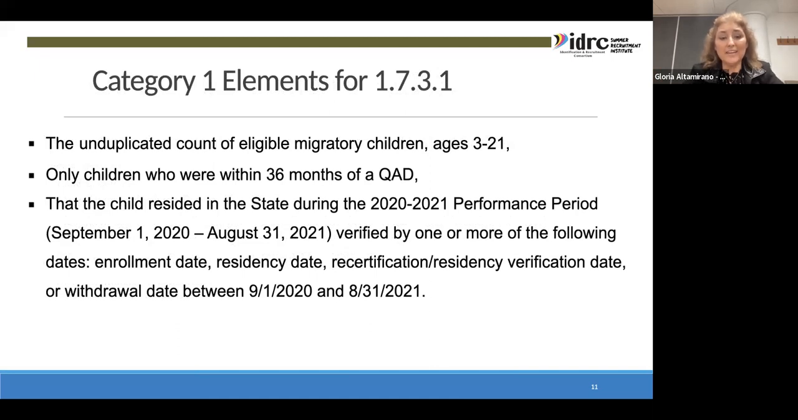So of course, the unduplicated count, like I said before, of Category 1, only children who were within 36 months of a QAD, and then that child has to have resided in the state during that performance period. Now here was for the previous year. For this year, it would be September 1st, 2021 to August 31st, 2022. And they have to be verified by one or more of the following dates: either an enrollment date, a residency date, a recertification or residency verification date, and then a withdrawal date between 9/1/2021 and 8/31/2022.